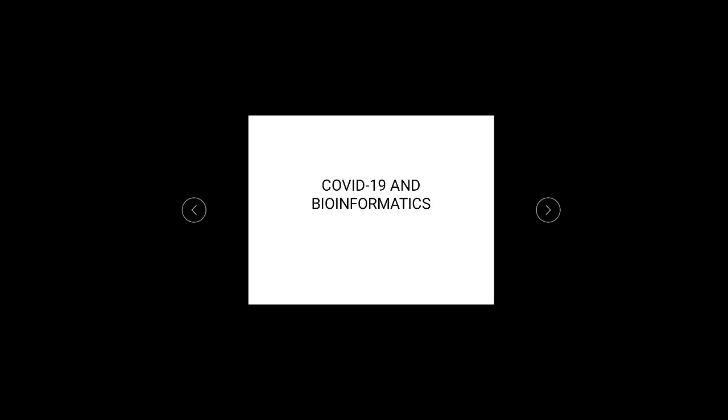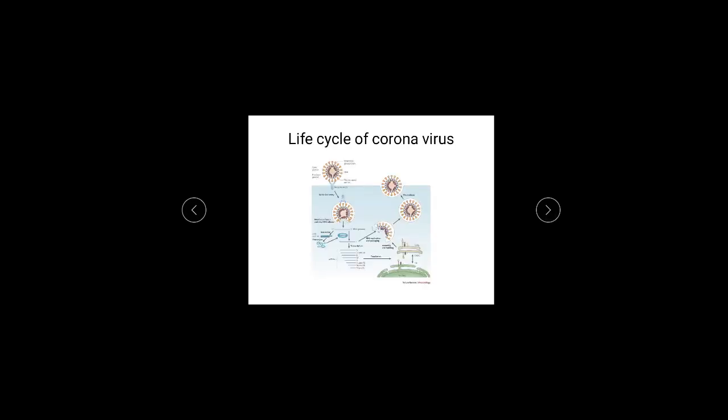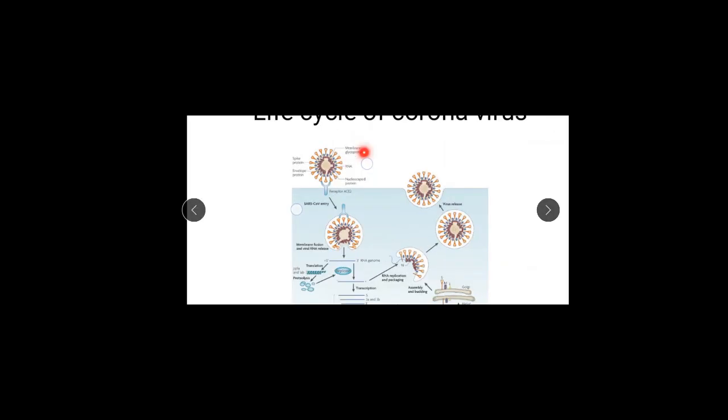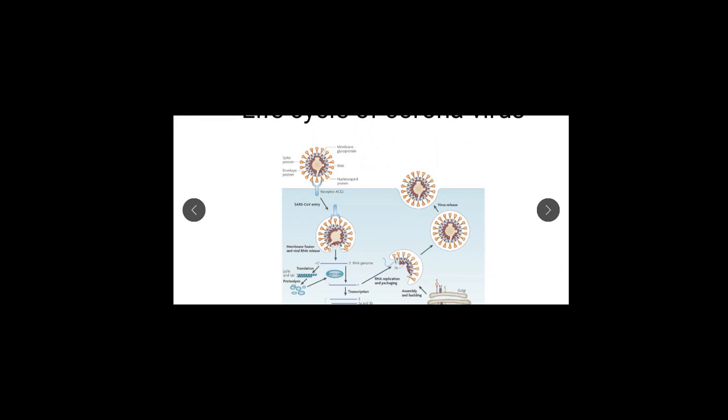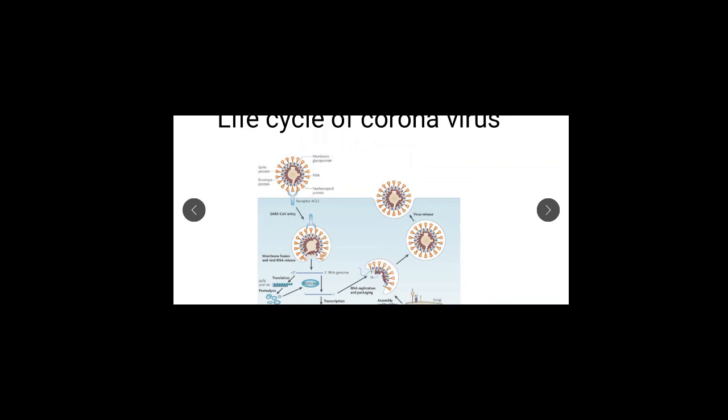Today's topic for the video is COVID-19 and bioinformatics. The term coronavirus came from the Greek word corona, which means a crown. As you can see in the figure, the coronavirus has different proteins like spike protein, envelope protein, membrane protein, nucleocapsid protein, and so on.